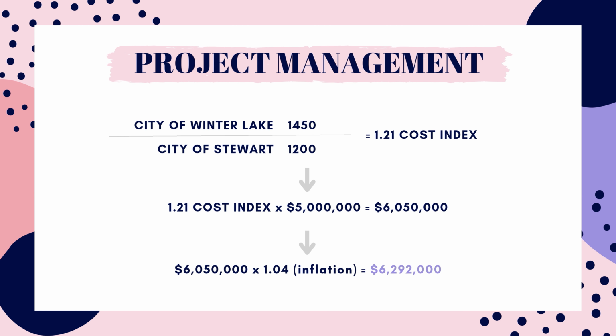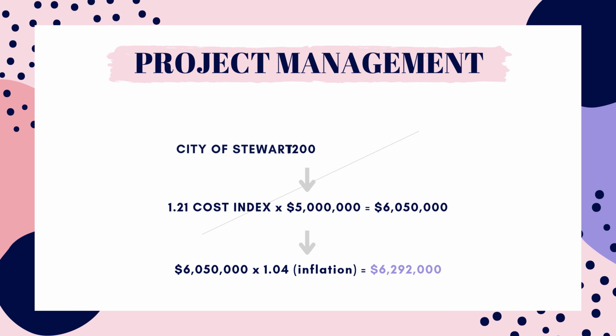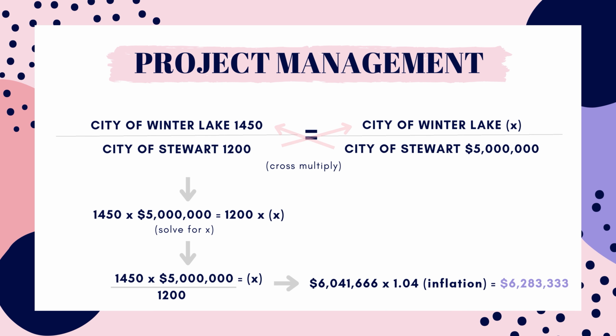But we're not done yet. We still have to factor for inflation. Once we multiply by 4%, we end up with $6,292,000. So our closest answer is $6,295,000. Now, this is the way I would have solved it.